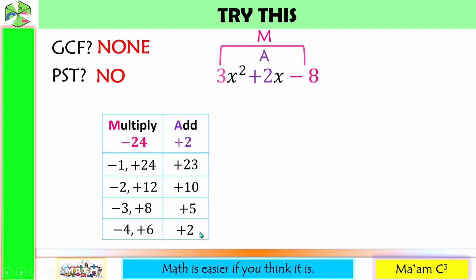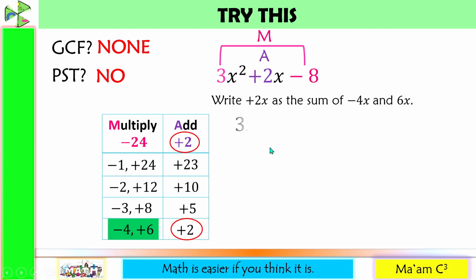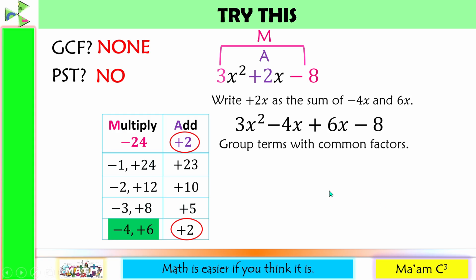So which one am I going to choose here? That is positive 2, same as our middle term. So the numbers that I am going to use to rewrite positive 2x are negative 4 and positive 6. Let's do that. Let's copy 3x squared. Now let us rewrite positive 2x as negative 4x plus 6x. Copy negative 8. Then let us group them. This is one group and this one is another group.